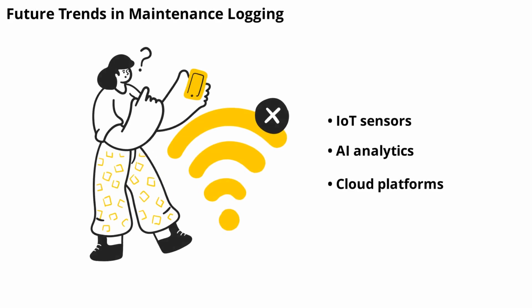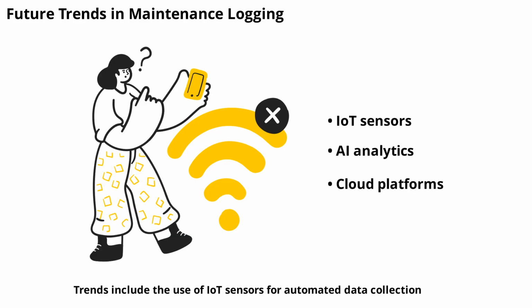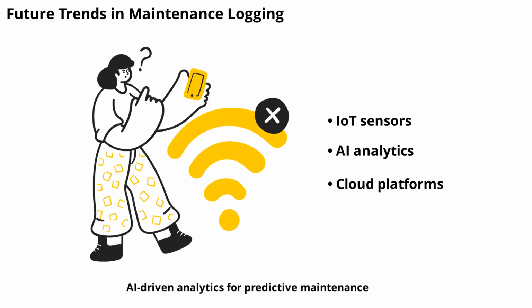The future of maintenance logging is shaped by technology. Trends include the use of IoT sensors for automated data collection, AI-driven analytics for predictive maintenance, and cloud-based platforms for real-time collaboration. Staying informed about these trends can help you choose the best tools for your organization.